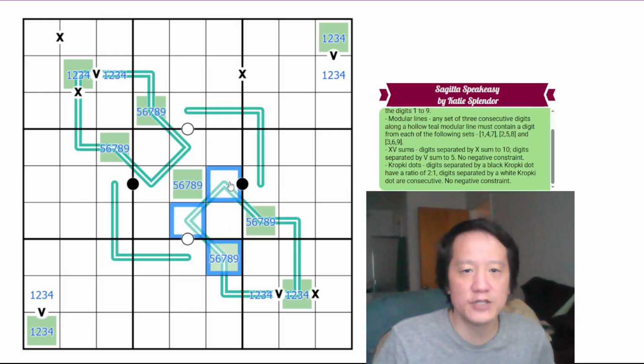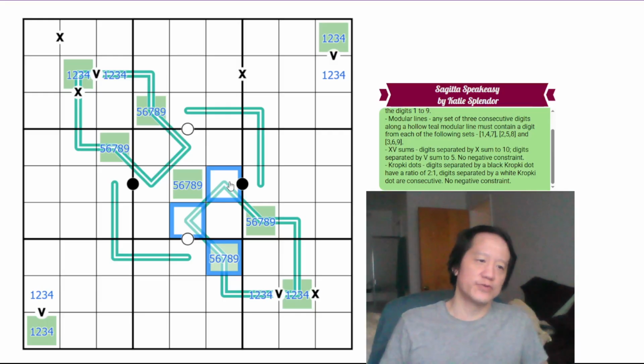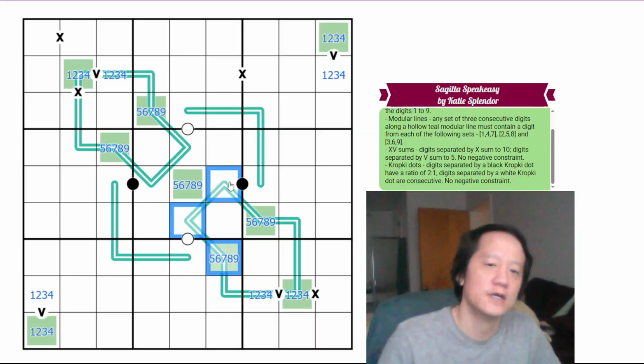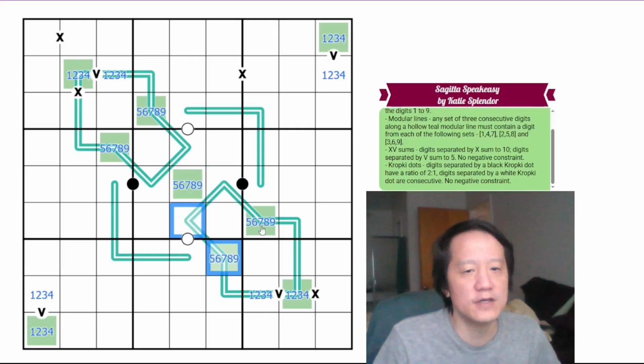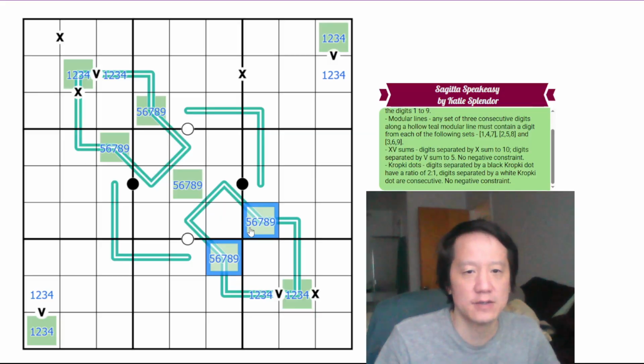Okay, so on a modular line, or actually any line, three consecutive digits must be from three different sets. You'll always know that every third cell on the modular line must be from the same set. You know that specifically because what happens if you have these three digits? Well, you randomly assign a set for both of these. So we're going to make this orange and this yellow. And we'll make this pink.